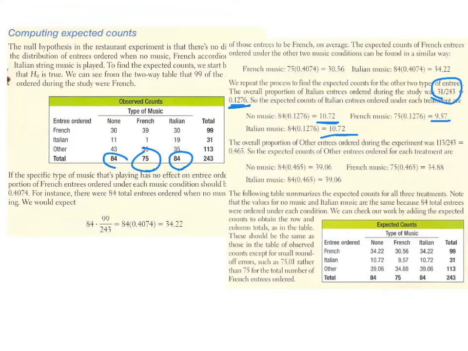playing. And so for the last one, your other entrees, you had 113 out of the 243. So that gives you an expected percentage of 46.5%. Again, applying that to my total entrees ordered each night, I expect to see 39.06 entrees ordered that were considered other when there was no music, 34.88 other entrees when there was French music, and 39.06 other entrees when there was Italian music. Okay, you can see here where they have put this into an expected counts table for you.